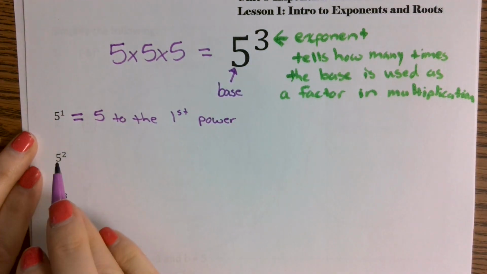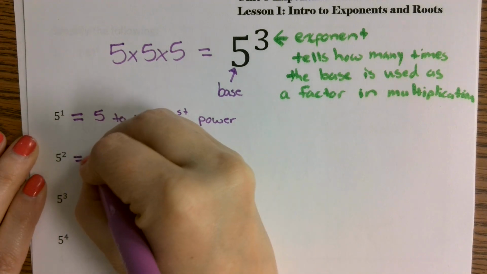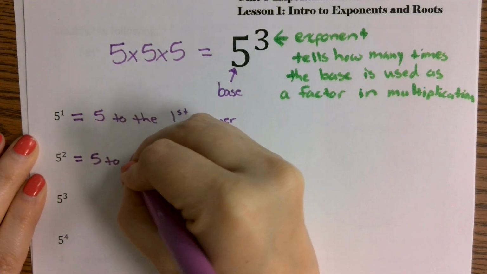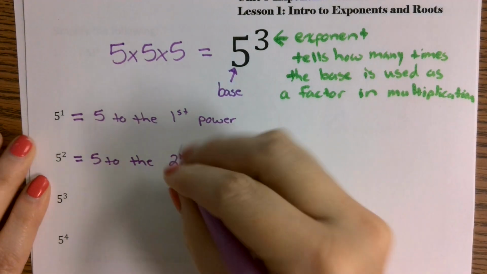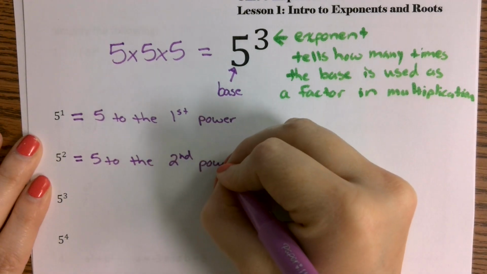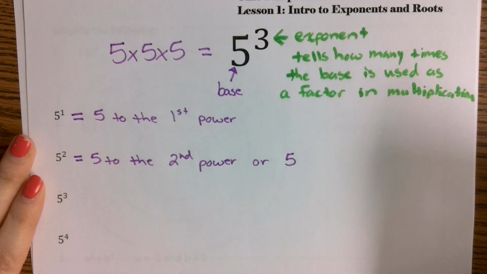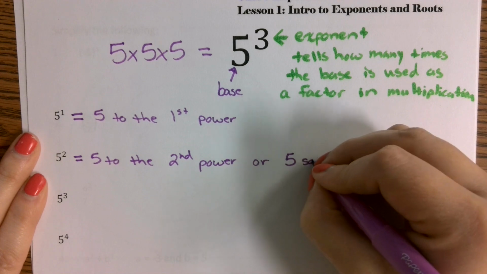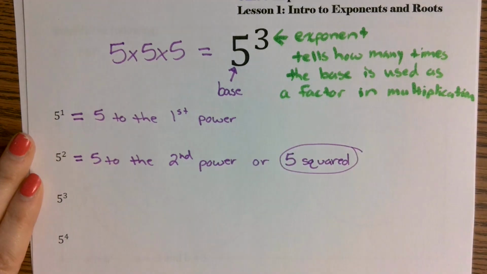Now, the second power and the third power are a little bit more unique. The reason that they're more unique is because they also have another way that you can write it or speak it. So 5 to the second power is also known as what? Anybody know? 5 squared. Good. 5 squared. It has its own little unique phrase, and we tend to say 5 squared more often than we say 5 to the second.